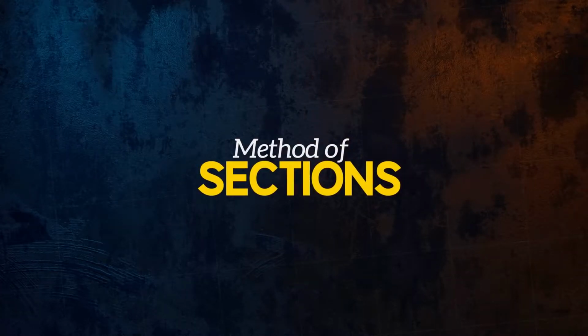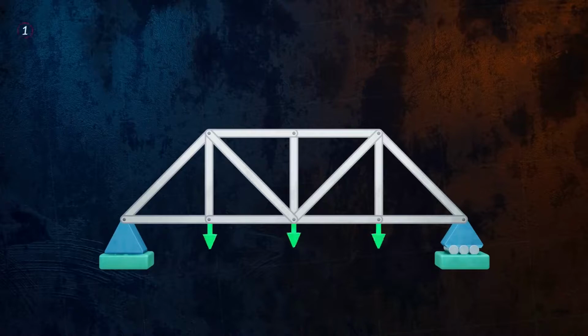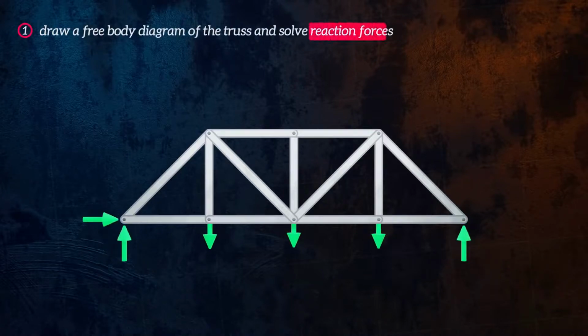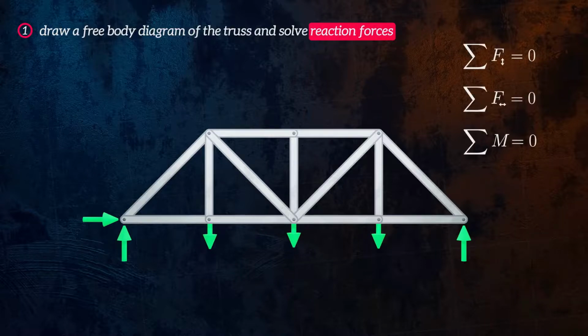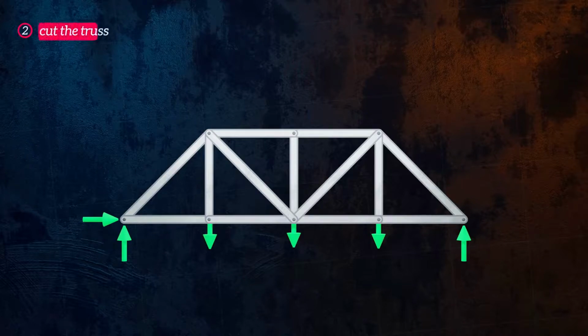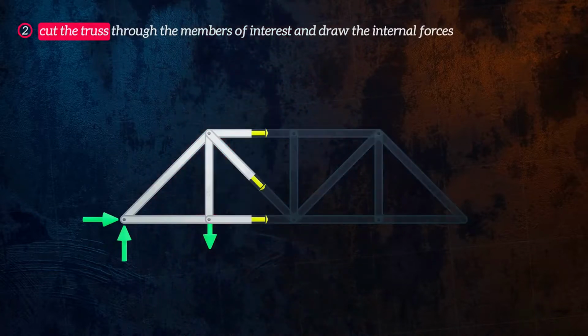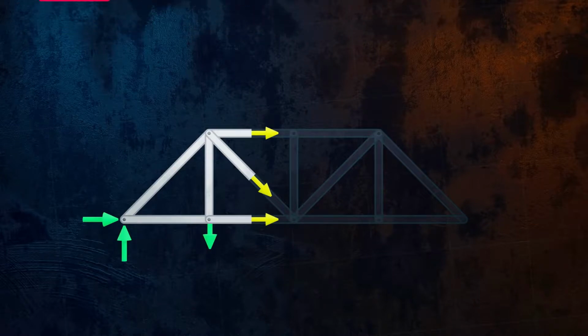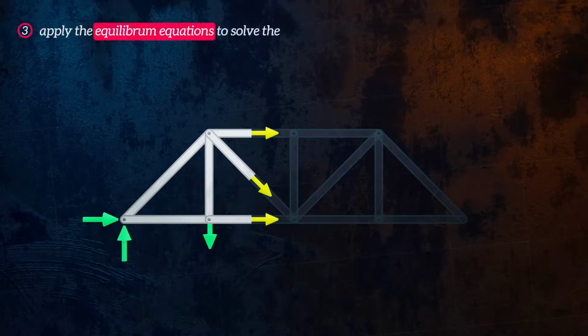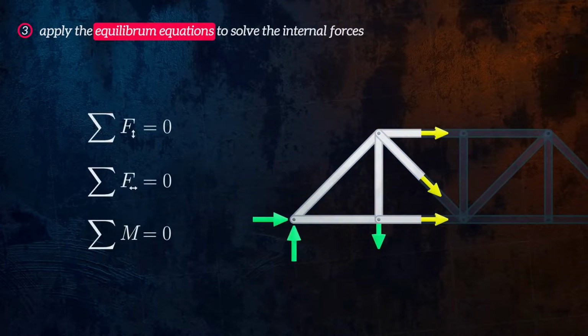The first step is the same as the method of joints. We draw the free body diagram and use the equilibrium equations to solve the reaction forces. Next, we make an imaginary cut through the members of interest in our truss, and we draw the internal forces in the cut members. The internal and external forces must be in equilibrium, and so we can apply the equilibrium equations to solve the internal forces. When choosing how to cut your truss, remember that we only have three equilibrium equations. If you cut through too many members, you will have too many unknowns and not enough equations.